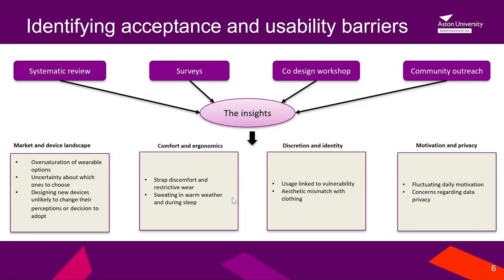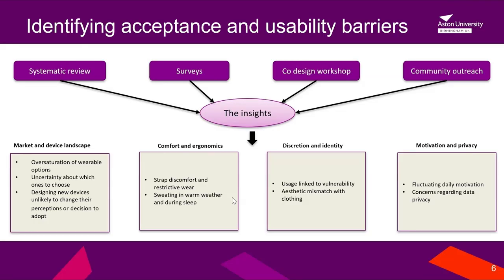The first one, on the market and device landscape, is that there's a huge oversaturation of wearable devices. Most older adults struggle to choose which devices they should use because there's a huge knowledge gap in understanding what information is good for them and what isn't. And because most of these devices do the same things, designing a new device is very unlikely to change their perception of these devices or their decision to adopt. Secondly, on comfort and ergonomics, they've expressed discomfort with the straps and also that they're restricted to wearing it on the wrist.